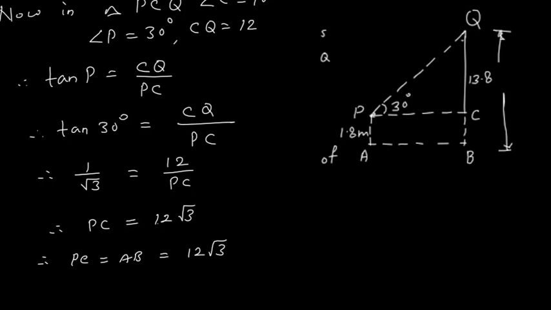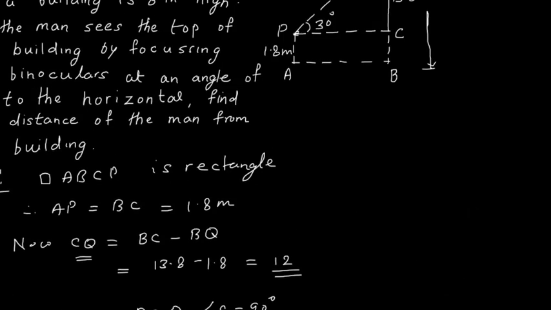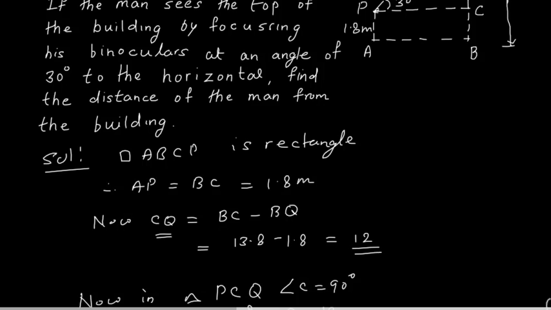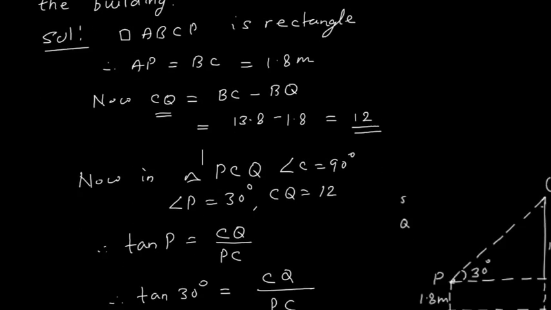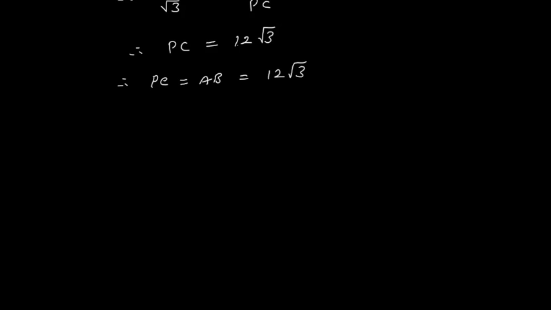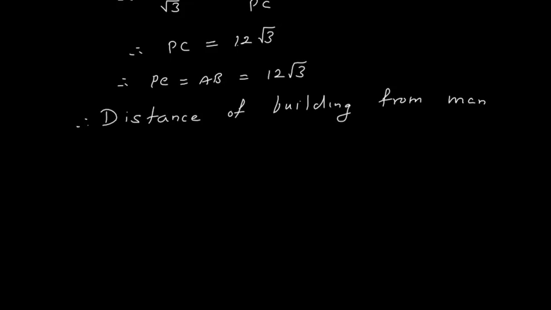The question is to find the distance of the man from the building. Therefore the distance of the building from the man is 12 root 3 meters.